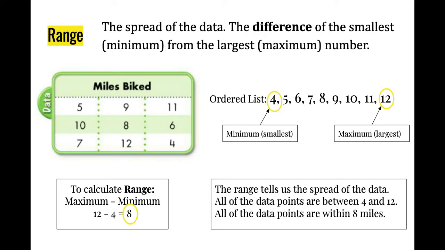The range tells me the spread of the data, how far apart these data points are spread. In this case, I can see that all of the data points are between 4 and 12, which means that all of the data points are within 8 miles of each other. Let's look at another example.